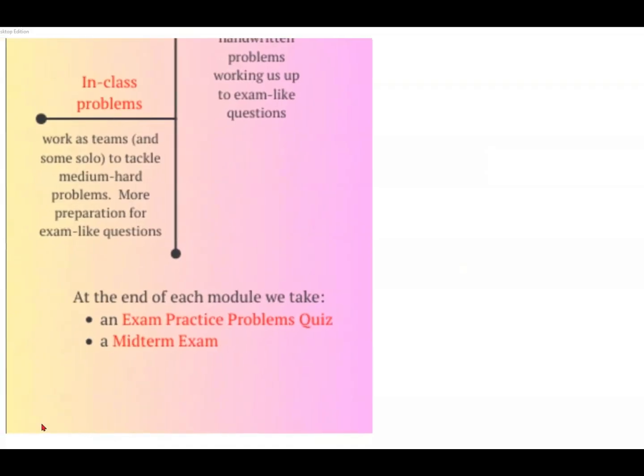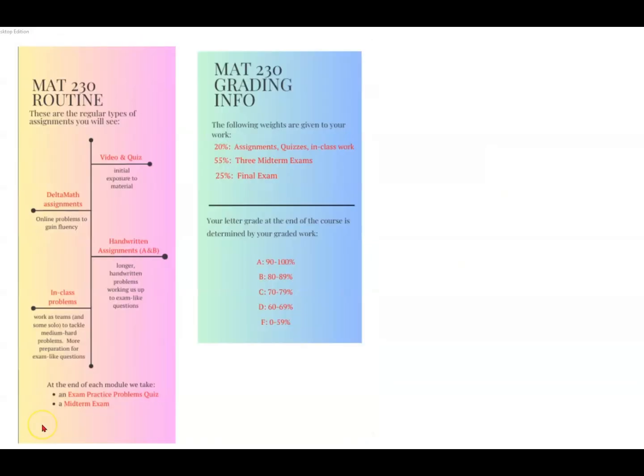At the end of each module, we will take an exam practice problems quiz. This will help get you geared up for the exam, and then we take a midterm exam. As far as grades and how grades are calculated, the assignments, the quizzes, and the in-class work that you'll do will count for 20%. We'll take 3 midterm exams, and those 3 all combined will count for 55% of your grade, and then the final exam will be 25% of your grade.